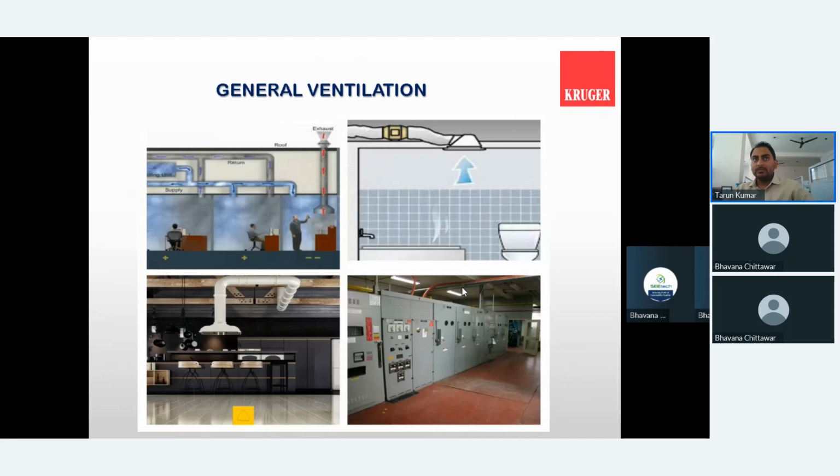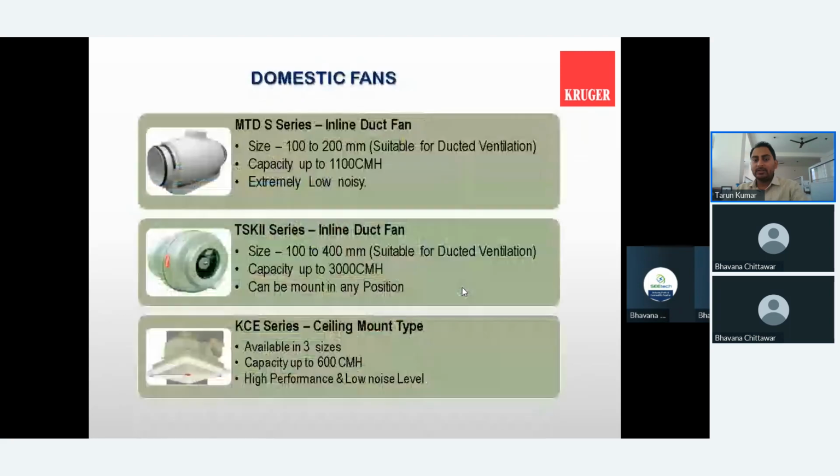Then further to that, we come to general ventilation. General ventilation covers comfort cooling, fresh air and exhaust air applications, where CFM is not very high, but obviously for office applications, toilets and normal kitchen ventilation, fresh air as well as exhaust air fans will be required. So for that reason, we have fans with mixed flow, backward curve, and ceiling mount arrangements.